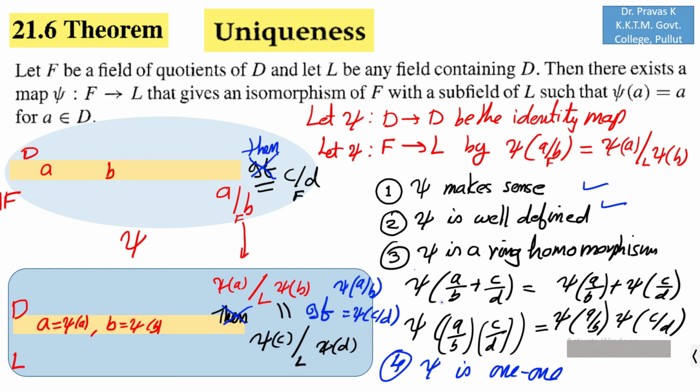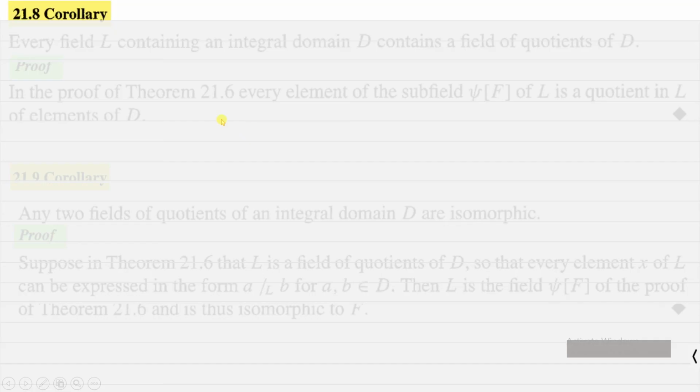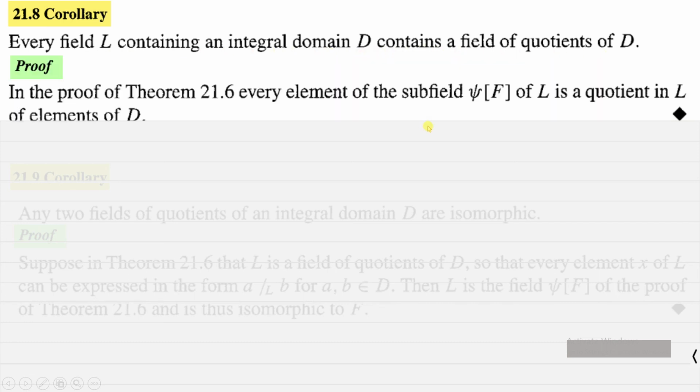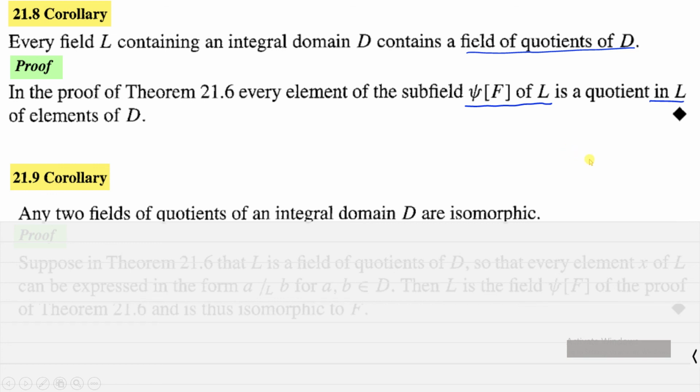So do the problem. Now we can see that the images of capital F under psi form the field of quotients of capital D, which is going to be a subfield of capital L. We are going to see it as a corollary: every field capital L containing an integral domain capital D contains a field of quotients of capital D. So that follows from the previous theorem.